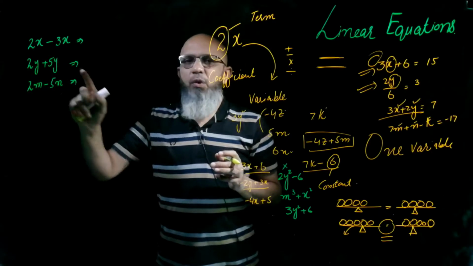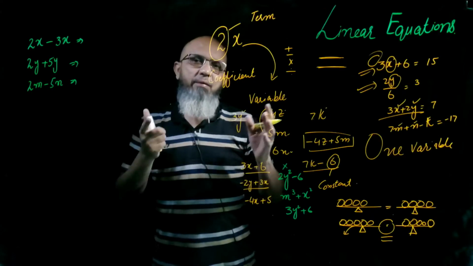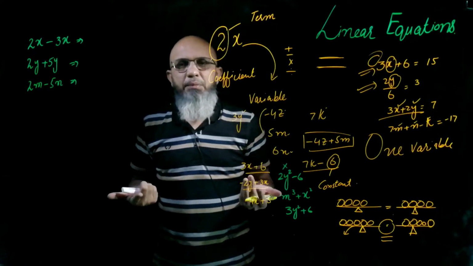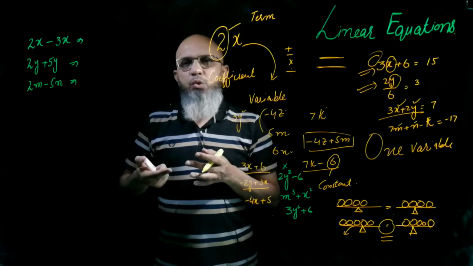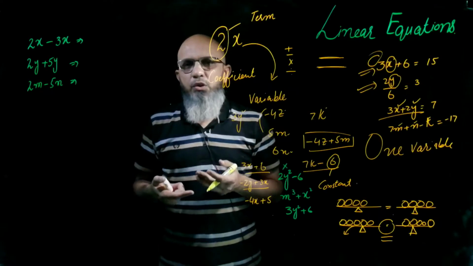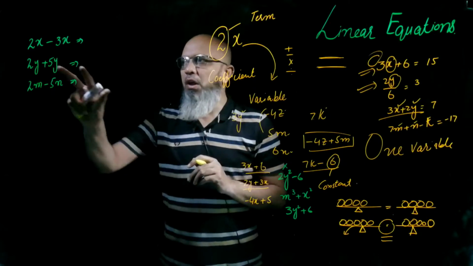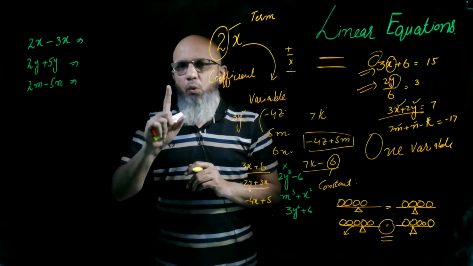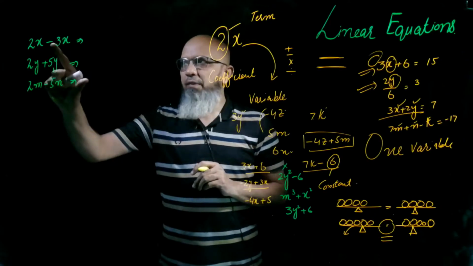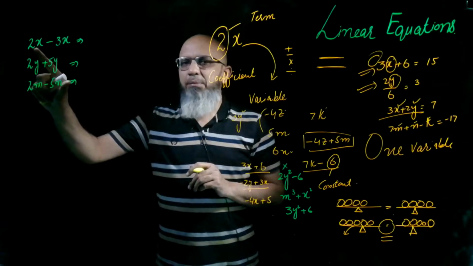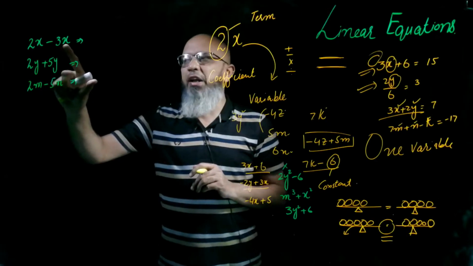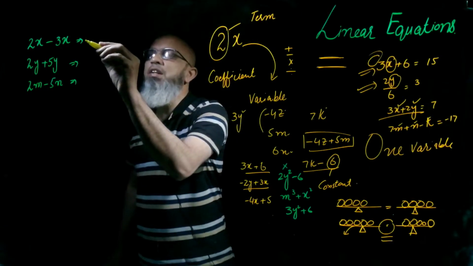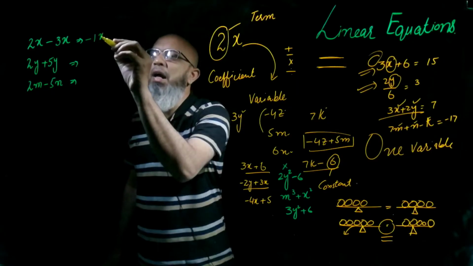Okay, now come here, 2x minus 3x. We have to subtract 3 from 2. In junior classes you might say, how can I subtract? The 3 is greater than 2, so how can I subtract 3 from 2? So here come the integer rules. If the signs are different, we will subtract, and take the sign of the greater digit. What will be your answer? Your answer is minus 1x.